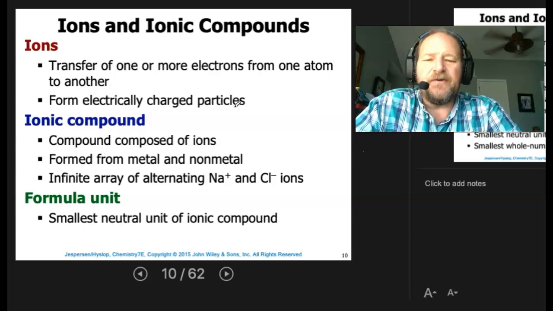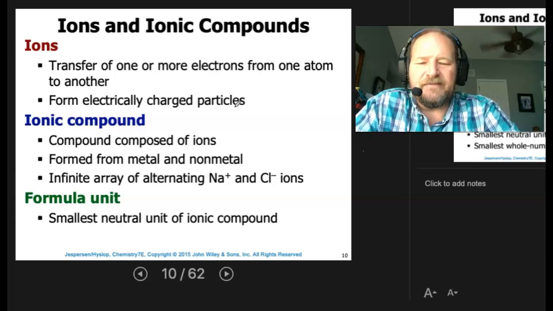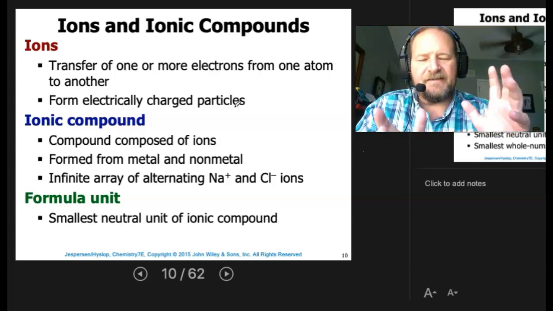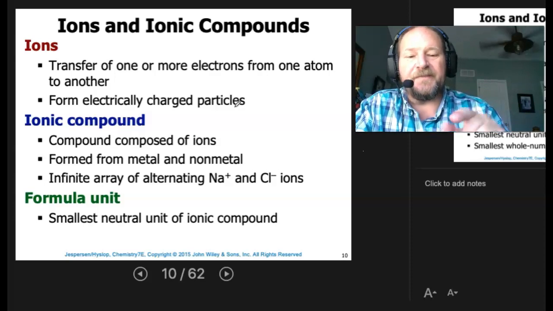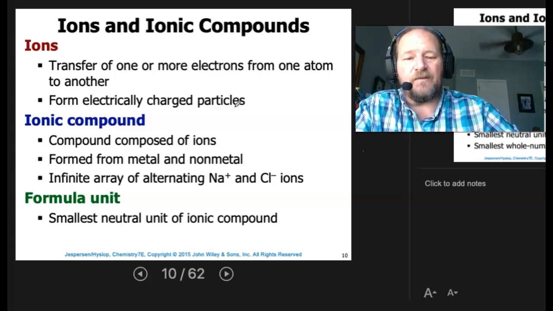So most of us are familiar with table salt, sodium chloride. Here we're telling you that sodium and chloride will make an infinite array. So they'll arrange themselves so that sodium, chlorine, sodium, chlorine, sodium, chlorine, sodium, chlorine. And basically, if I think of that as a big net, and I take one of those sodiums, it'll be surrounded by how many chlorines?